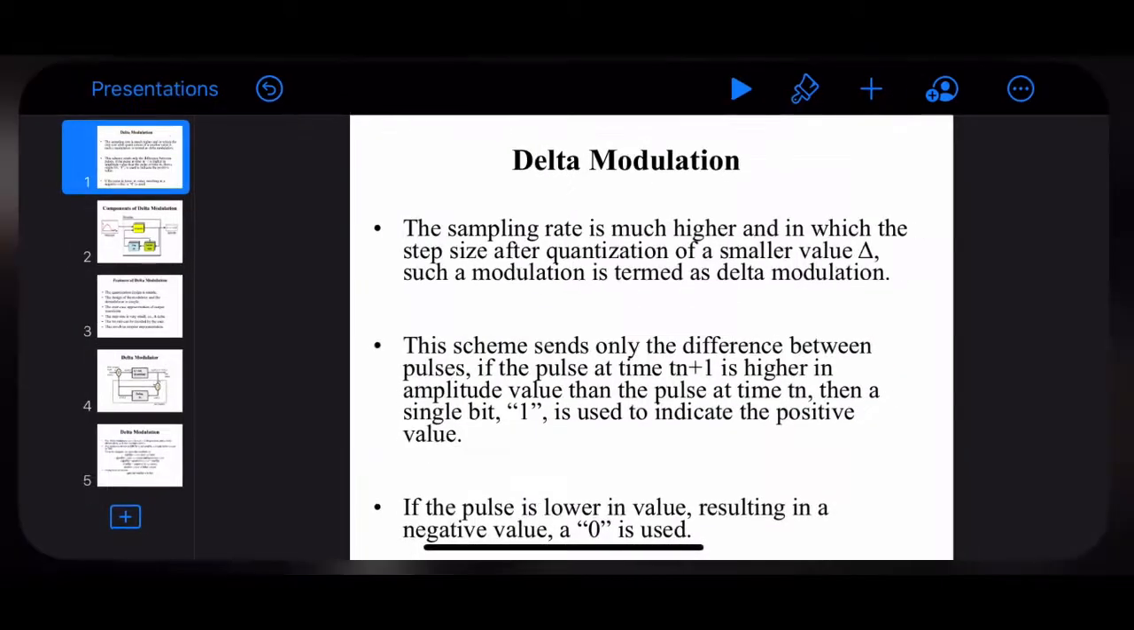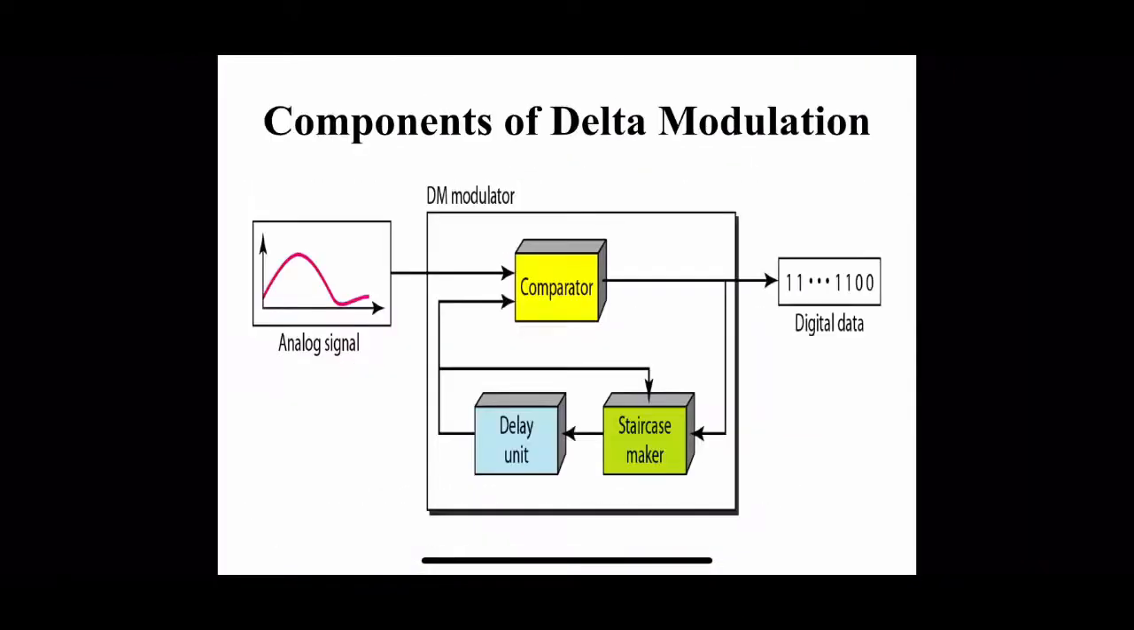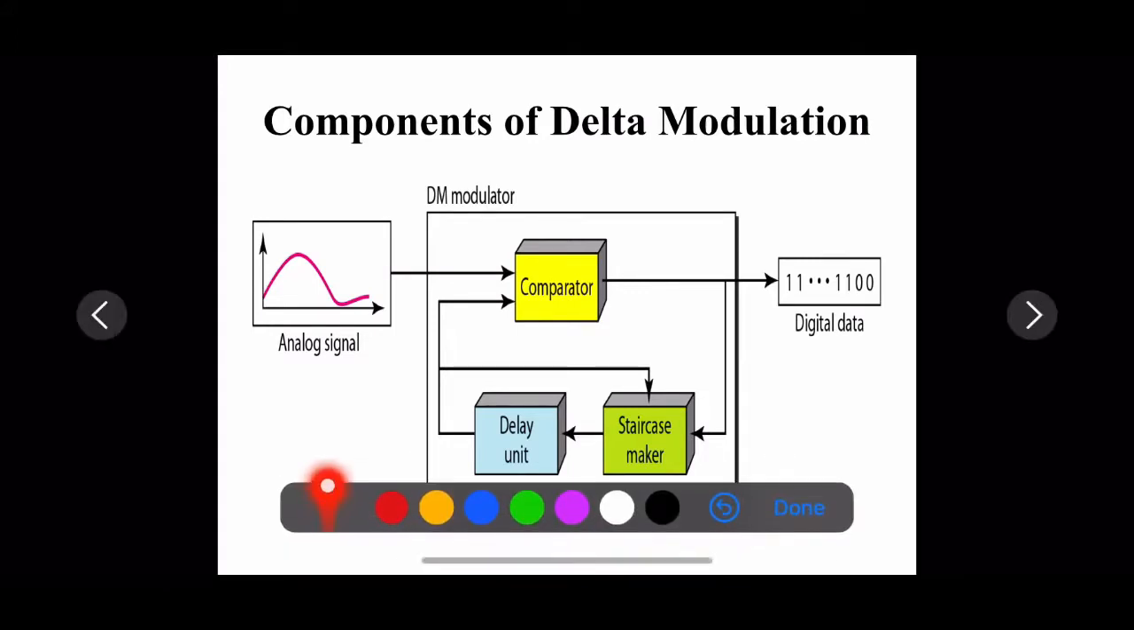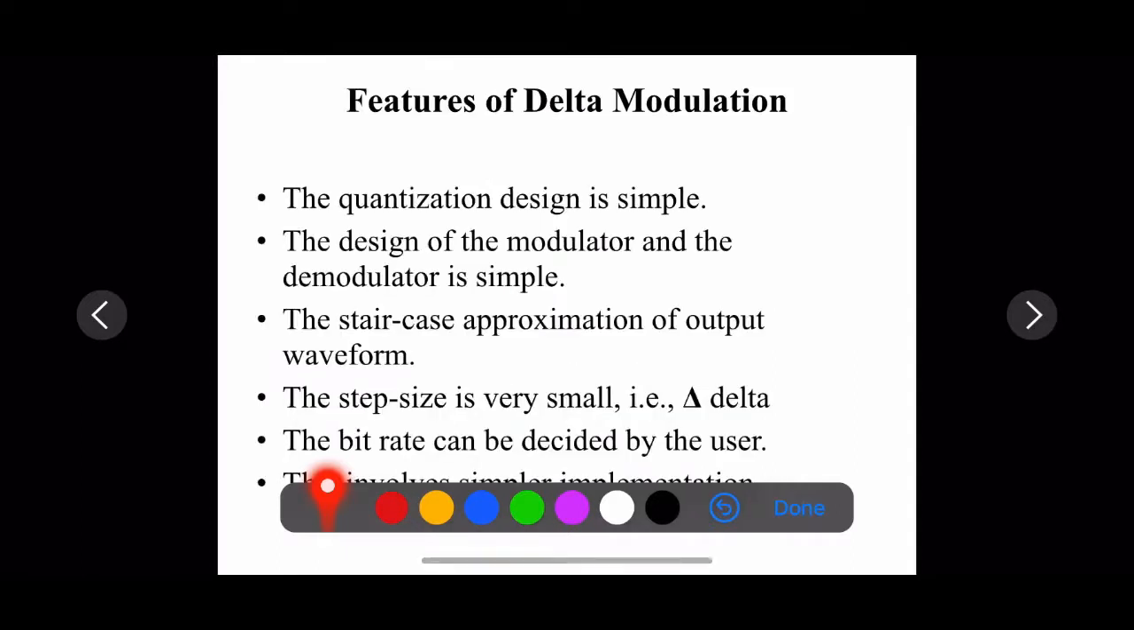Now we are seeing the components of the delta modulation, that is the analog signal and digital data, comparator, delay unit, staircase maker. These are the components which we are going to use in both modulation and also demodulation.